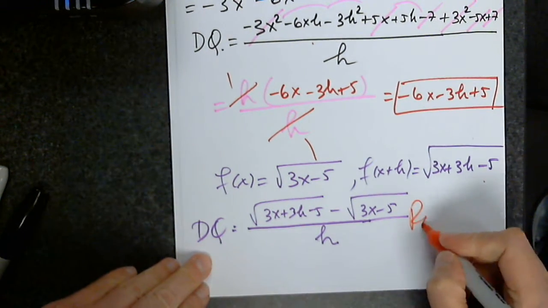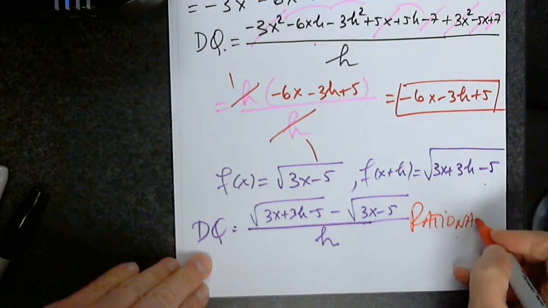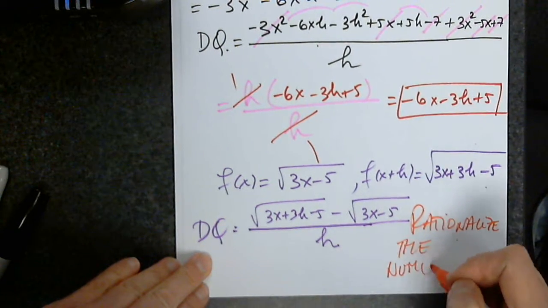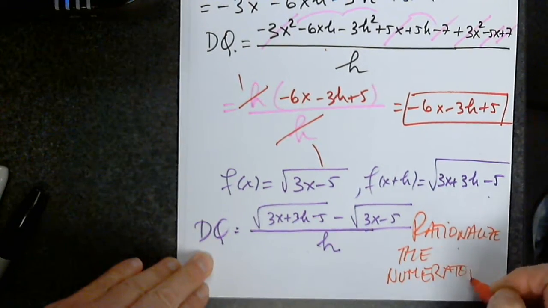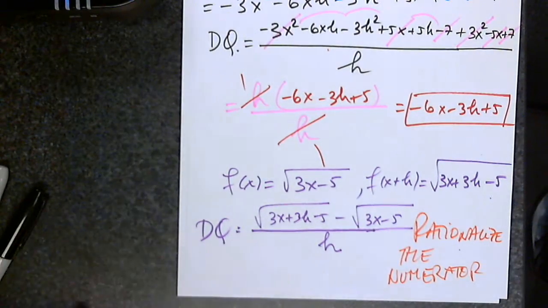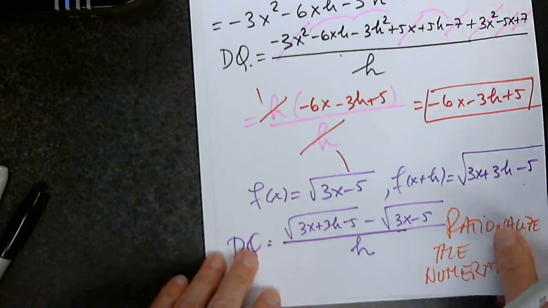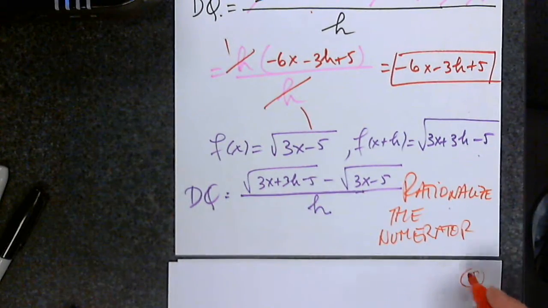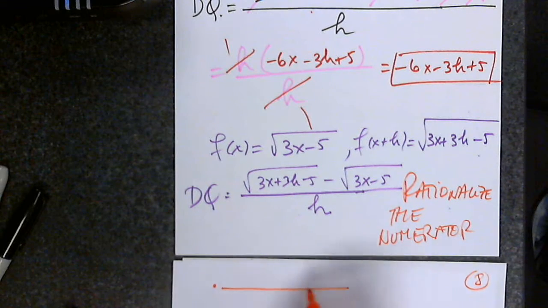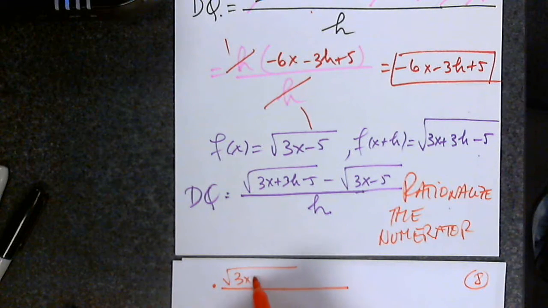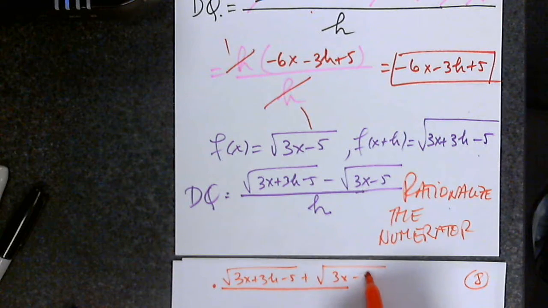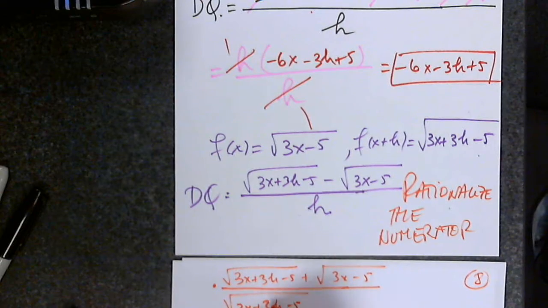Exactly. Rationalize the numerator this time. That's all I can do. There is nothing else. So I'm going to multiply and divide by the conjugate of the numerator. So I'm going to say multiply and divide by the square root of 3x plus 3h minus 5, but plus the square root of 3x minus 5, and the same thing in the denominator. Very good.